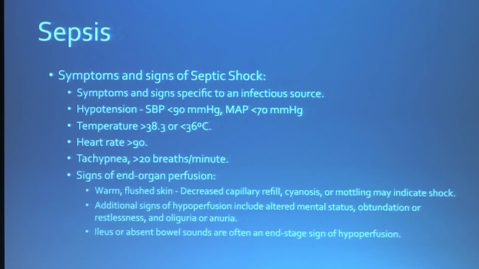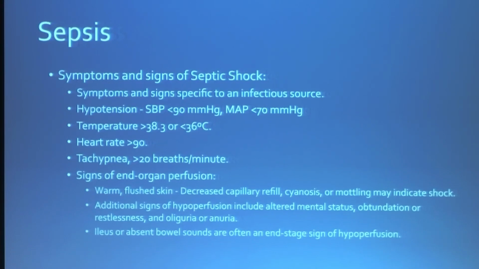Hypotension, blood pressure less than 90, MAP of less than 70. Temperature either greater than 38.3, which is 102, or less than 36, which is, what, 97 and a half. Heart rate greater than 90. Tachypnea, greater than 20 breaths a minute. Why? Because they're blowing off CO2 equals acidosis.